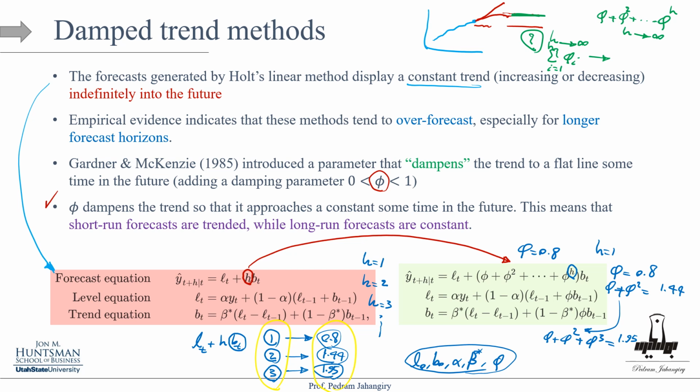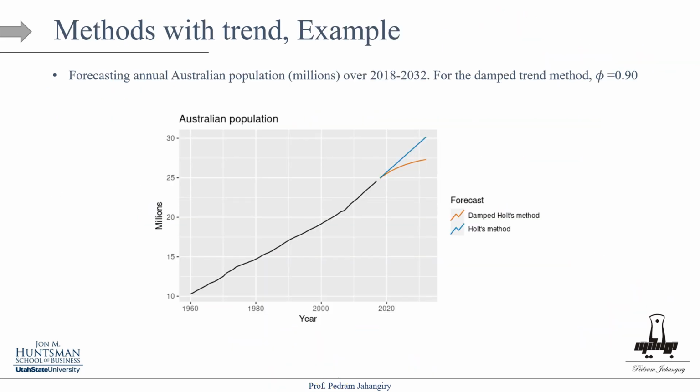As long as phi is between 0 and 1, eventually it will converge to this number, phi divided by 1 minus phi. In our example, it was 0.8 divided by 1 minus 0.8, which is 0.2, so it's 4. So if h is a large number, let's say 1,000 or 2,000, then the multiplication here is going to be 2,000, but here it is going to be only 4. So now you're seeing a damping effect. Hopefully that makes sense. All right, now let's move on to the next model.